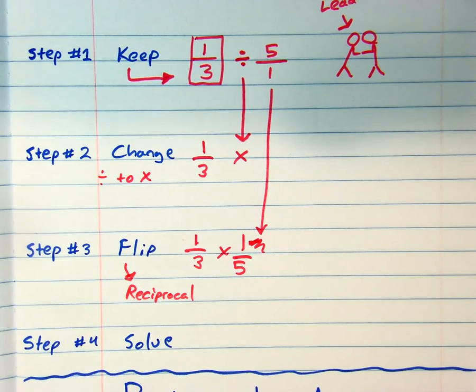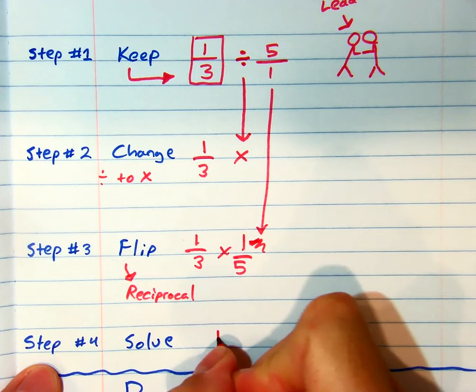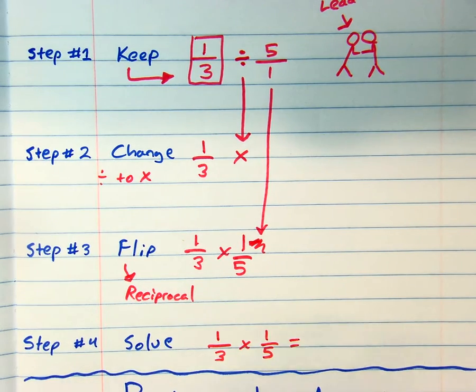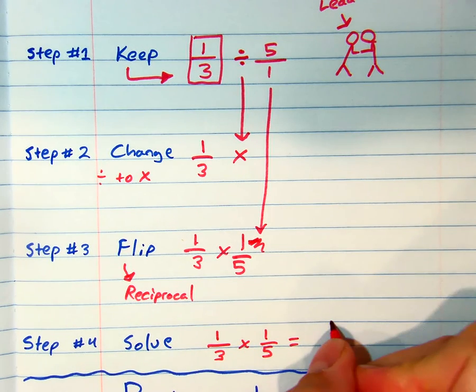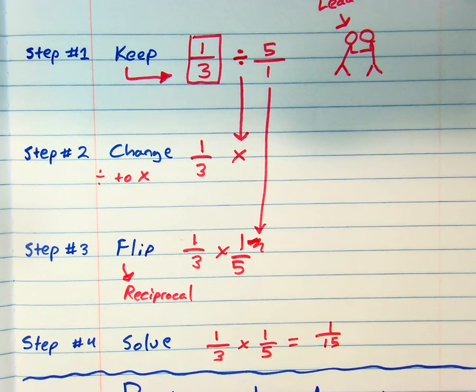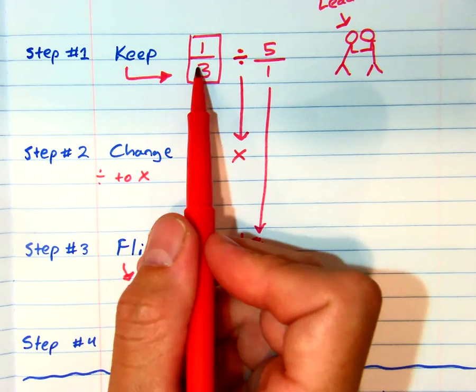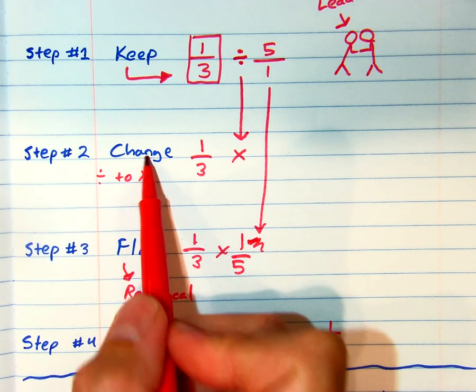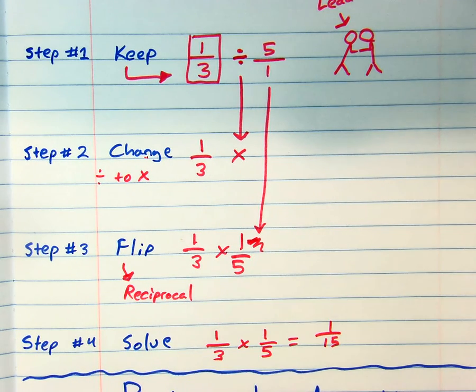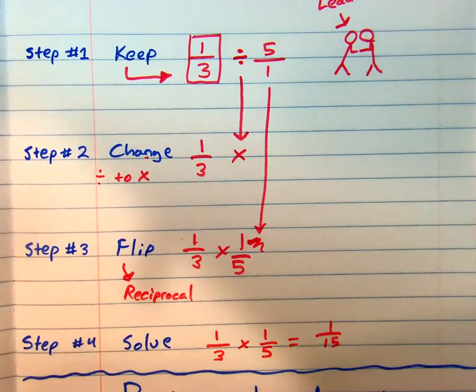All right. And once we've kept, changed, and flipped, we have a very, very simple multiplication problem. What's the answer? 1 times 1 is 1. 3 times 5 is 15. So, recap. Keep the first fraction, change the symbol to multiplication, flip the second fraction to 1/5, solve it or multiply, and we're done. 4 easy steps to remember, but let me show you why it works.